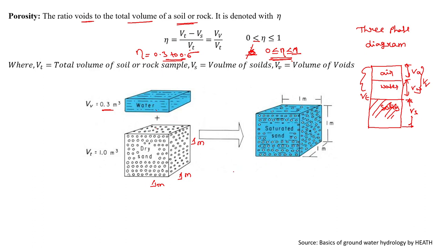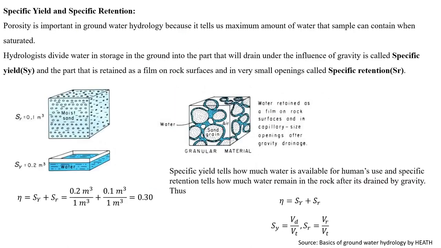So what is the porosity of this? Porosity will be the volume of voids divided by the total volume. So it will be 0.3 by 1.0. So 0.3 is the porosity. Okay, in this case, can anybody say what the phase diagram looks like? In this case, we'll only have a two-phase diagram: one is water, one is solids. This becomes a two-phase diagram because the sand is fully saturated. Okay, I hope this is clear.